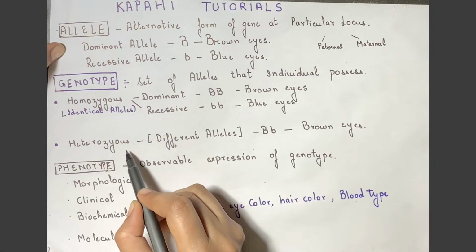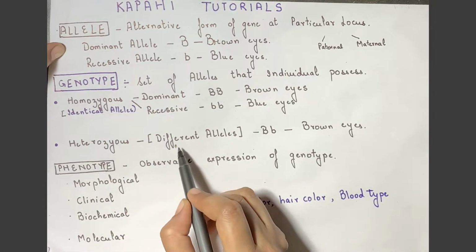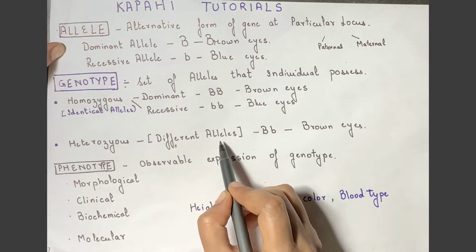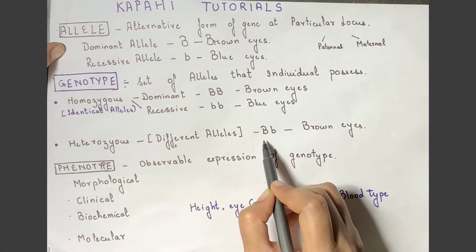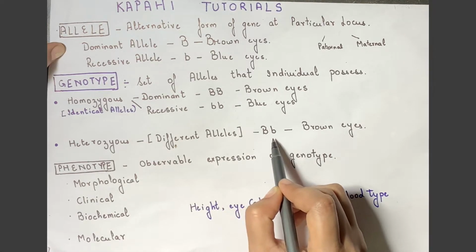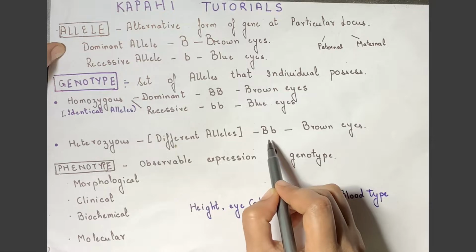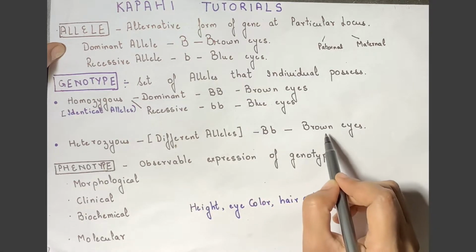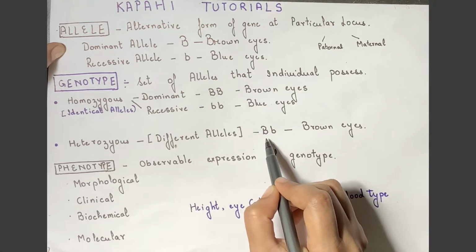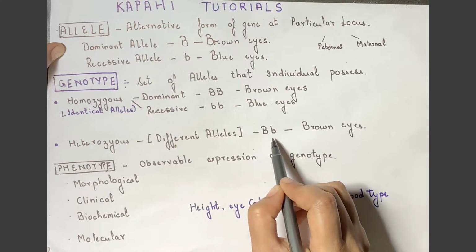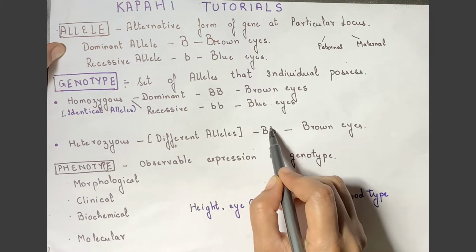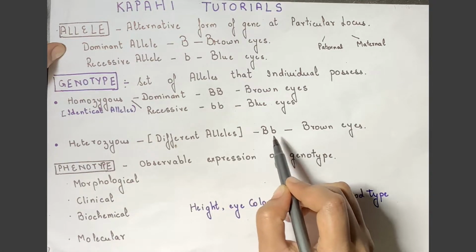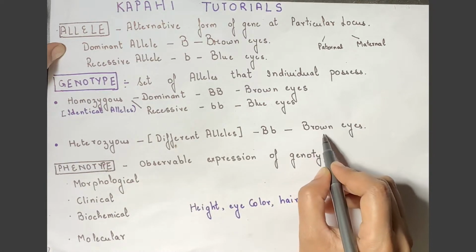Heterozygous. Heterozygous means having different alleles at a particular locus, represented by a capital letter and a small letter. In this case, capital B and small b. Capital B and small b represent brown eyes because capital B is a dominant allele and it is able to express itself in the presence of recessive small b. That is, the individual will have brown eyes.